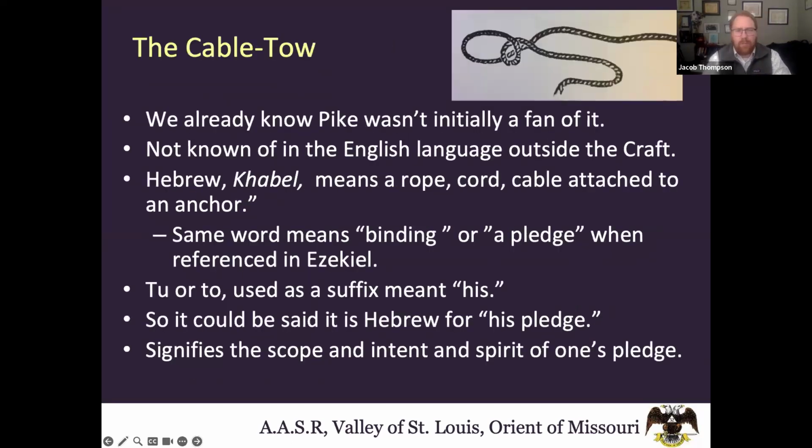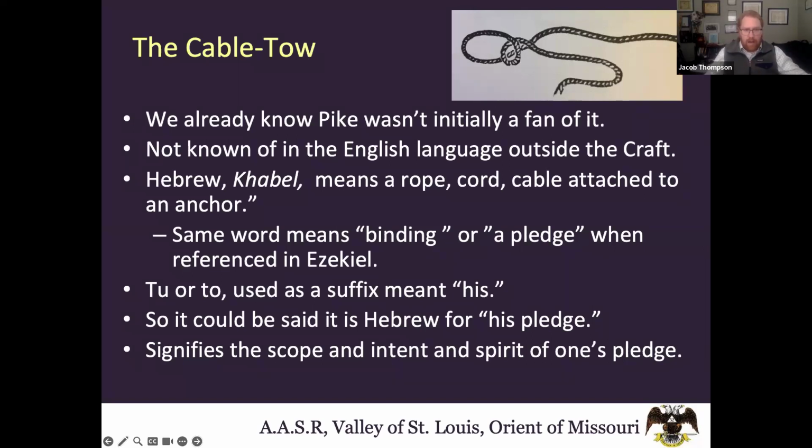The next topic, Pike explores the cable tow. We know Pike's not a fan. We've talked about it already at length several times now. I think we're up to 3 or 4. But Pike breaks down the word. He says, there's no existence of it in English anywhere. So let's look to Hebrew. Let's look to other languages.